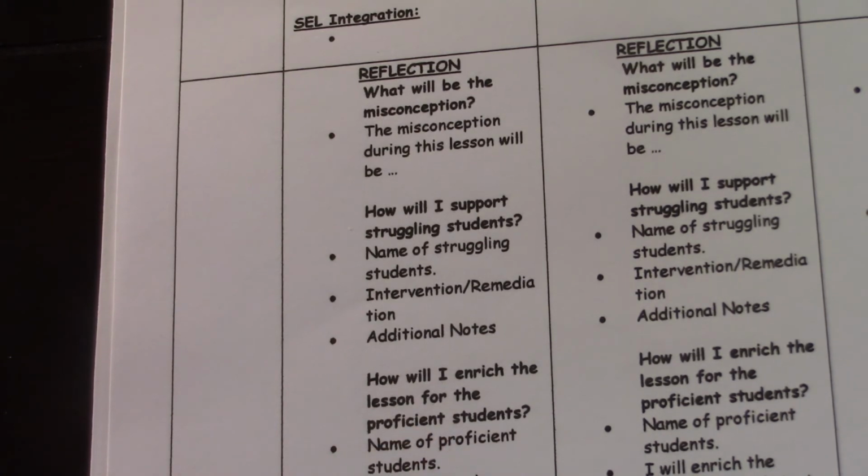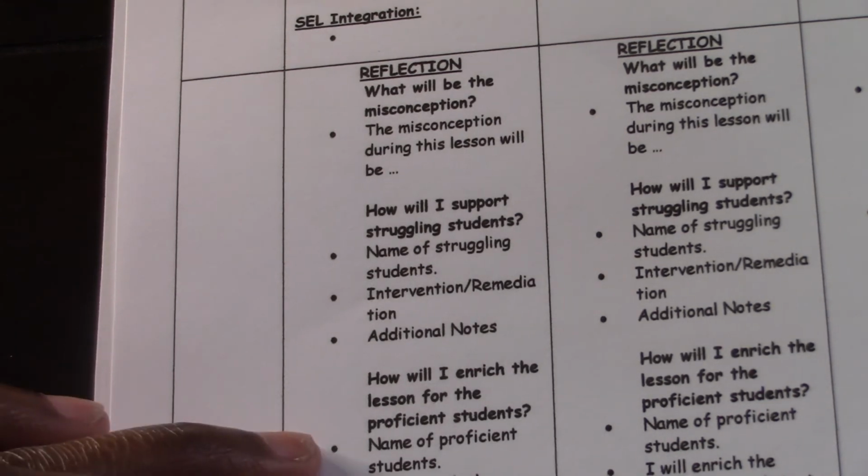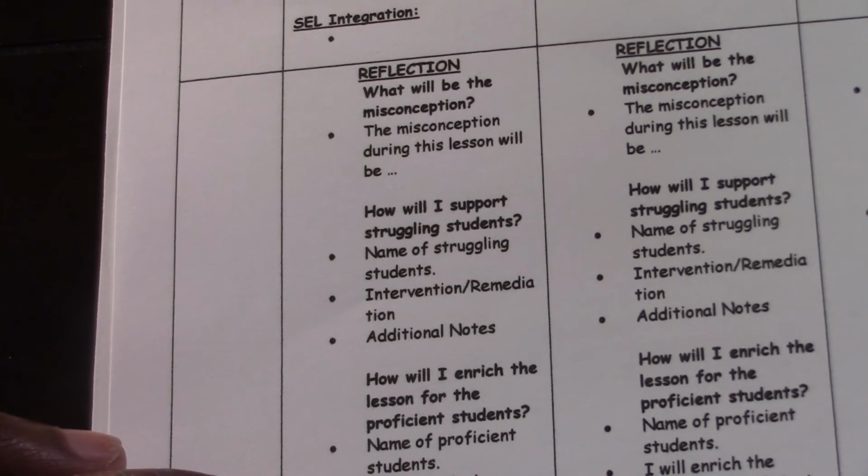So they're on level or they're really close, or they're those bubble students who are just right on the cusp. They're not struggling, but they're not advanced or at mastery level. So how will I enrich? How will I pull them in? So I will name those students again. I will put how I plan to enrich the lesson for them, and then I will write additional notes.